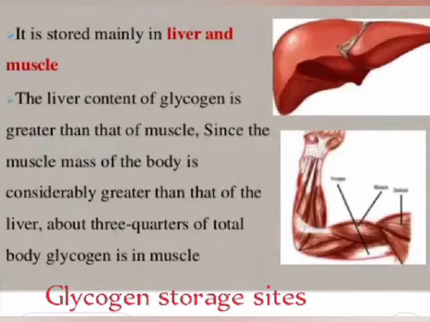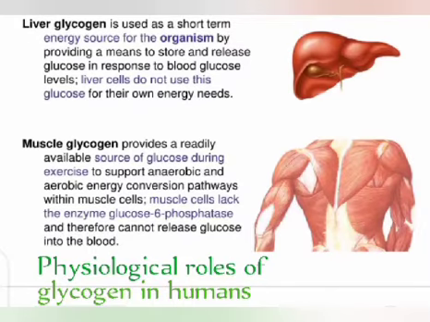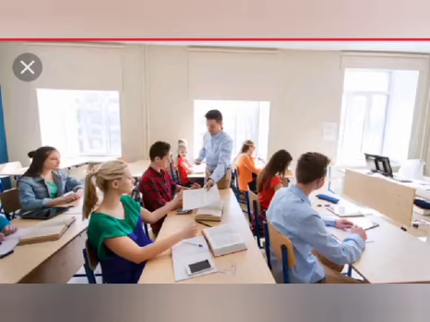In humans, glycogen is formed and stored mainly in hepatic or liver cells and the skeletal muscles. In the liver, glycogen is essentially abundant, where it may attain up to 10% of the organ and serves as a short-term energy source by supplying glucose in response to low blood glucose levels. The skeletal muscle glycogen is about 1 to 2% of the muscle, providing readily available glucose during exercise to support anaerobic and aerobic energy conversion pathways.